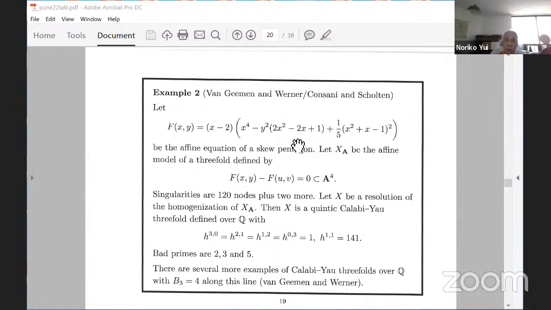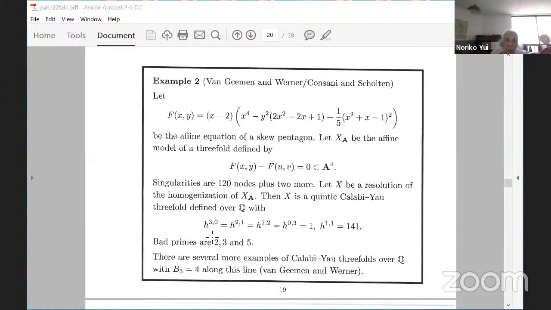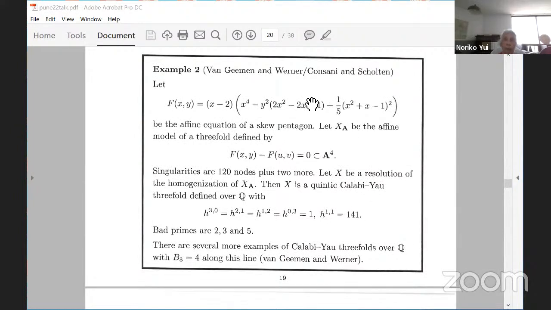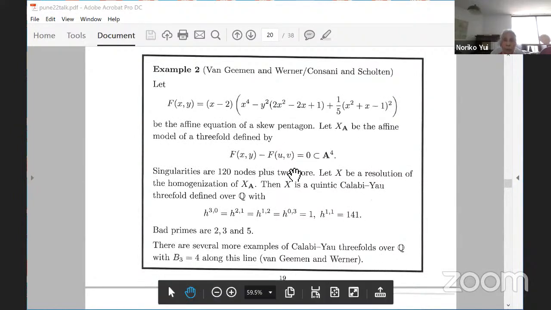Of course, there's a deal from the way it's defined. 5 is about prime, 2 is bad, and so on. And 3 also, you can give up primes. So homogenize this equation, and then it's a quintic. So you'll get the Calabi-Yau threefold with all h^{p,q} equal 1, where p plus q equals 3, and h^{1,1} is 141. So this is again b3 equal 4. And then, so this is another example.